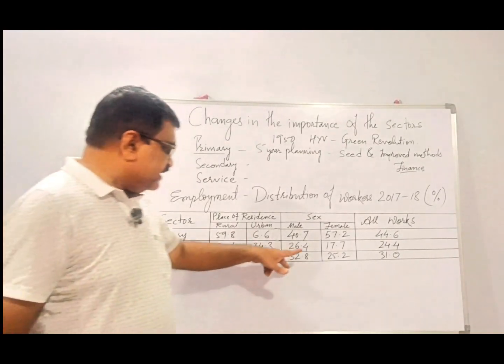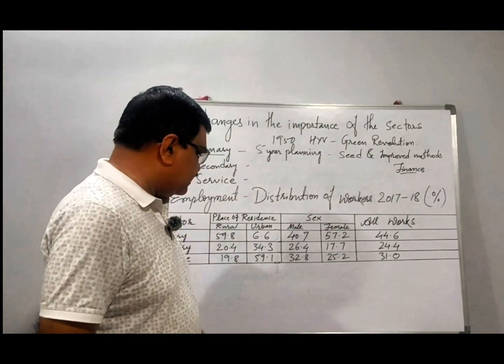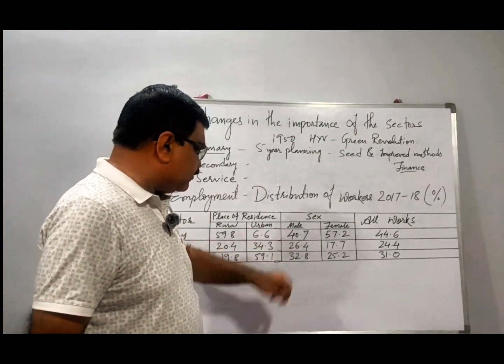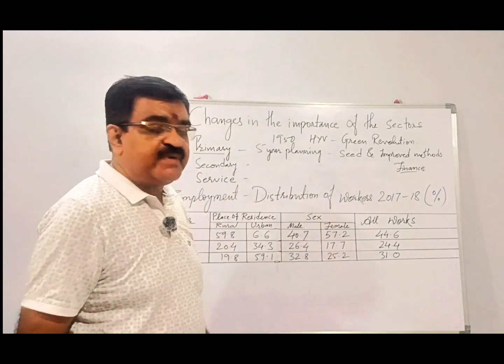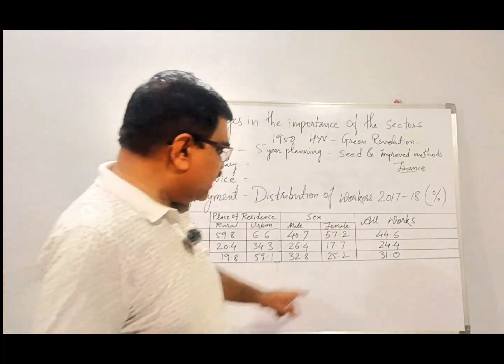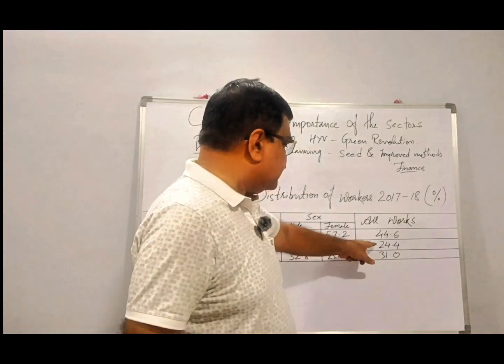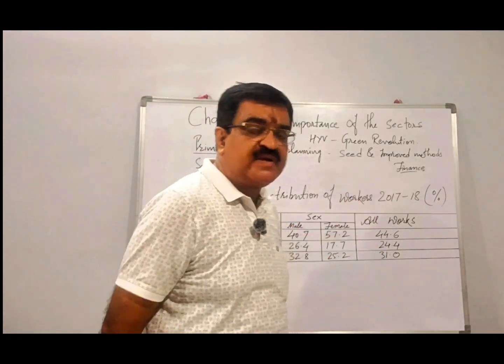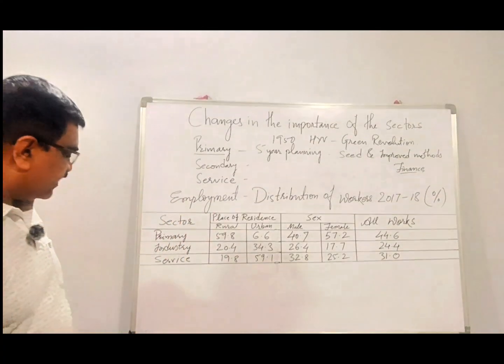Now when we see the gender differences in the industrial sector, again the male domination is there, that is 26.4%, and females are only 17.7%, and the total workers or total work generated in the industrial sector is 24.4%. Total involvement of the people is 24.4%.